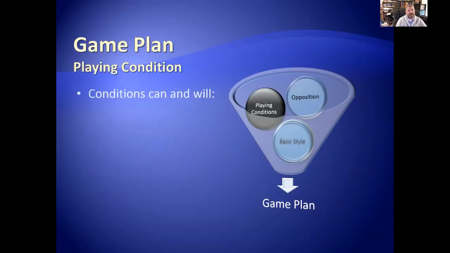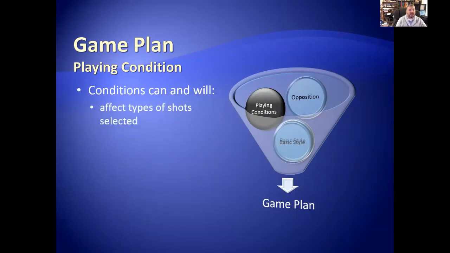Also, the playing conditions. We talked about this briefly already as well. Conditions can and will affect the types of shots that are selected. If you're in an arena and it's the middle of the summer, you know there's going to be frost on that ice because of the humidity, right? So that will change your shot selection.